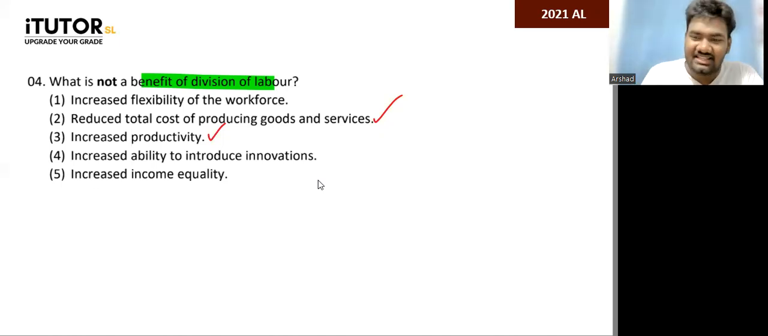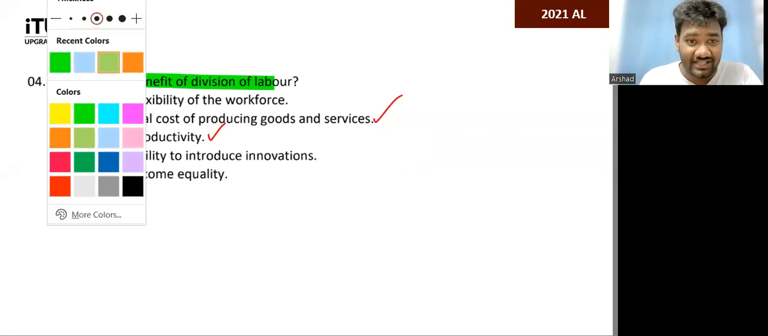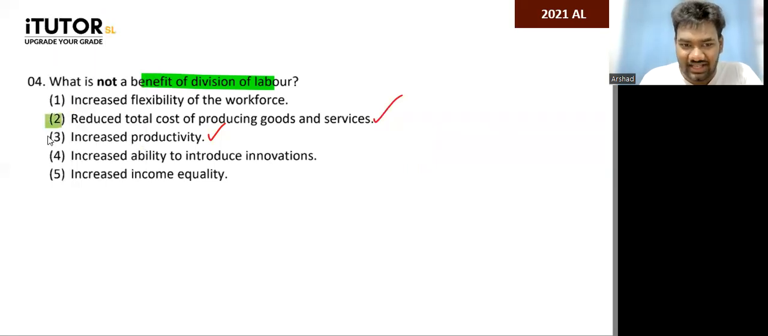Then there is something called increased income equality. Then there is something called increased flexibility of the workforce. Now see, two answers, these were obvious. Now these were tricky MCQ. Answer number 2 and 3, they are benefits. Now answer number 1, 4 and 5, we don't know. They are saying division of labor and then they are saying some innovation nonsense. They are saying division of labor and income equality. They are saying division of labor and they are talking about flexibility of workforce.